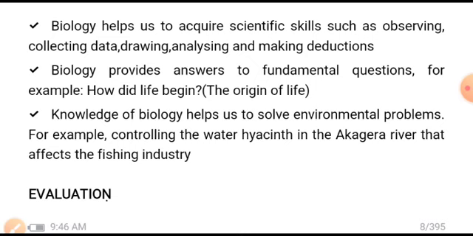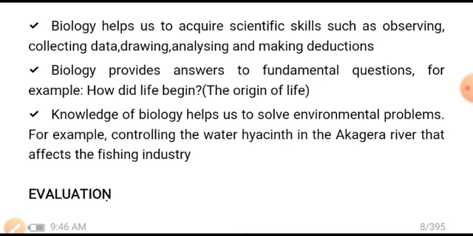You know that biology can be used everywhere. Collecting data is used in science and by those who study computers. Drawings are used in arts and architecture, and analysis and making deductions are used in education.